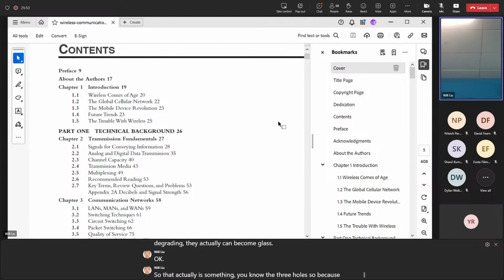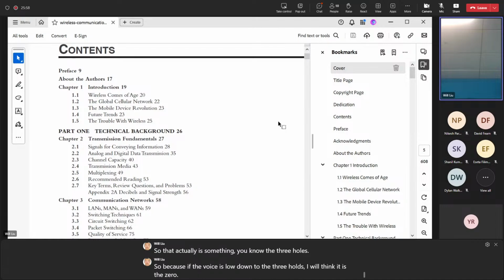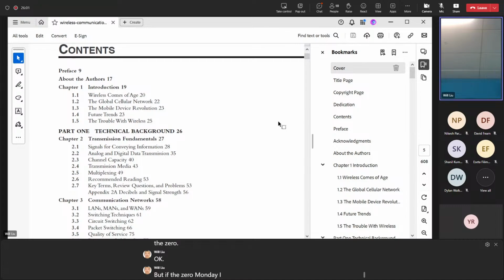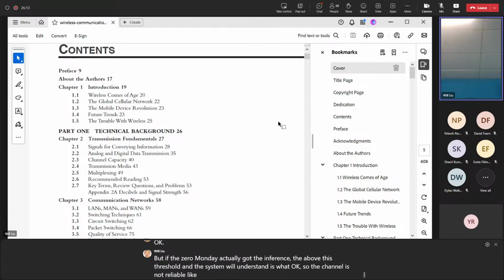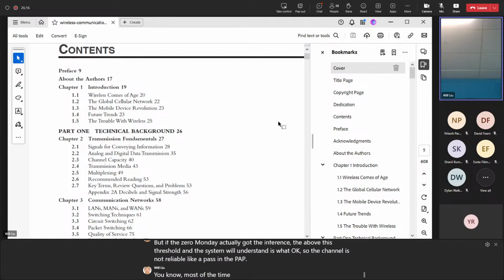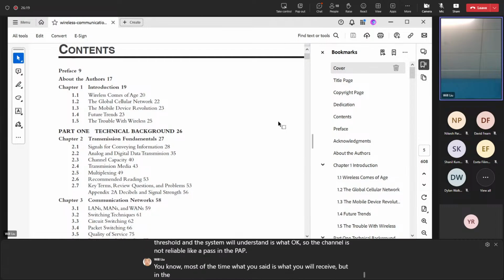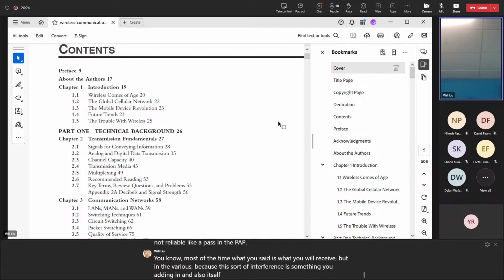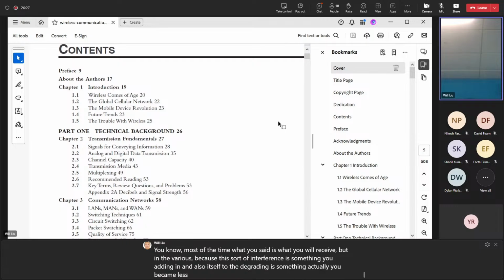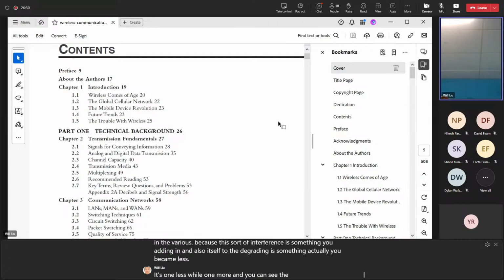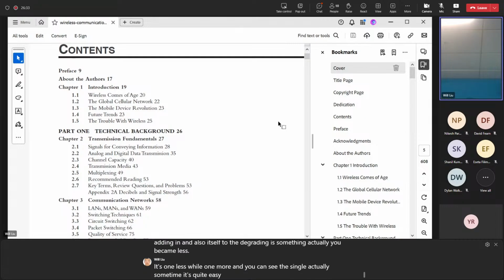If the voice lowers to the threshold, I will think it is a 0. But if a 0 gets interference and goes above the threshold, the system will understand it as 1. So the channel is not reliable like a pipe. In a pipe, most of the time what you send is what you receive. But in wireless, interference is added in, and the signal itself degrades, so you get one less, one more, and sometimes errors.